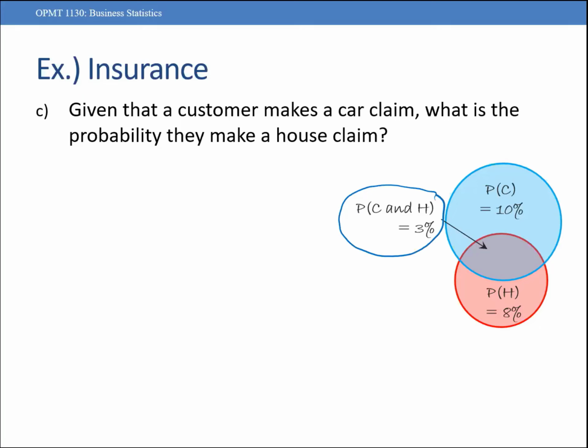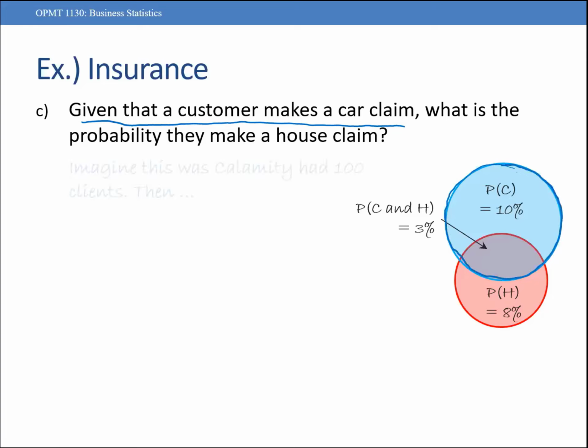No. Now, this is where a lot of students will end up giving me this value, but let's look at the language here. It's given that a customer makes a car claim. So we've been told the customer makes a car claim. We know that about the customer already. So we're looking at a subset. We're looking at a smaller group. Not all customers are being considered anymore. We're only focusing on this blue group. This is the group that we're focusing on.